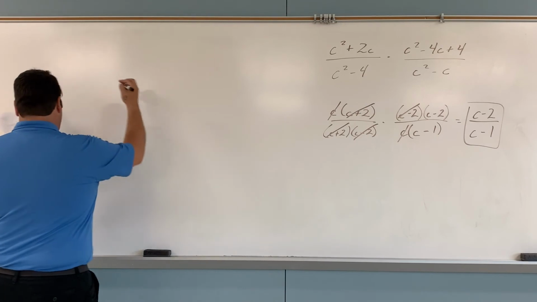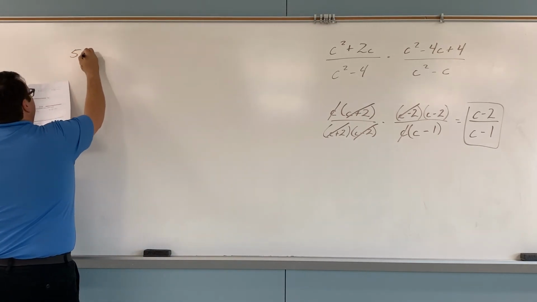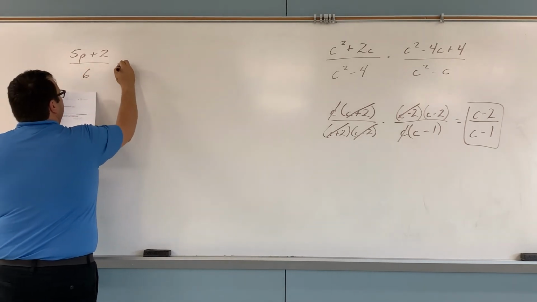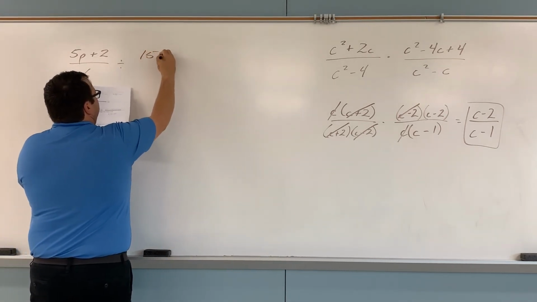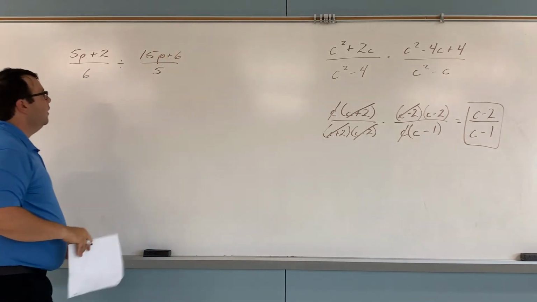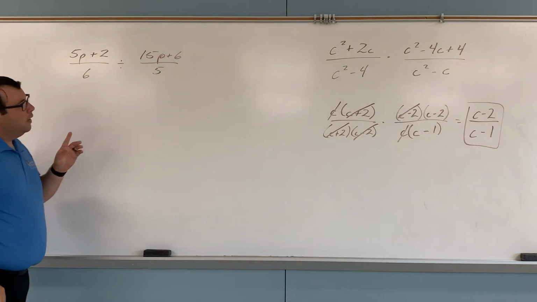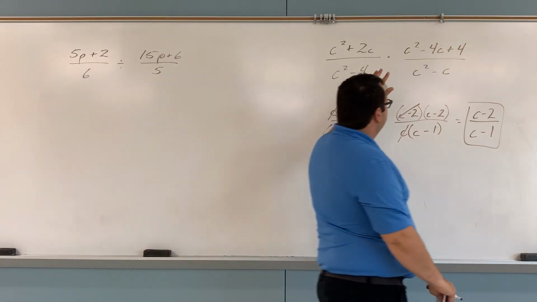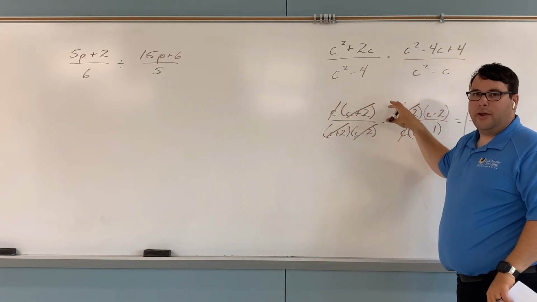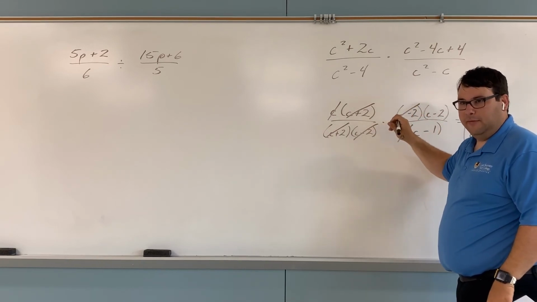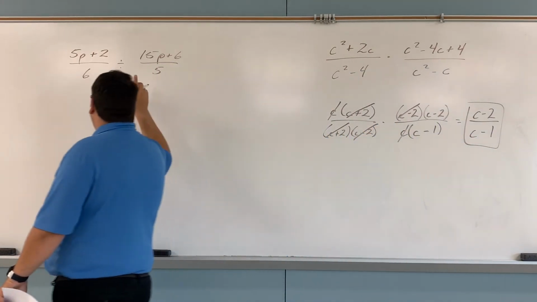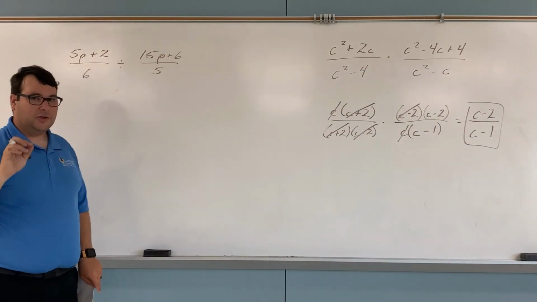And what I'm going to show you is a really cool little technique. So let's say I have 5p plus 2 over 6 divided by 15p plus 6 over 5. Now, here's the thing. The first step that we had with multiplying was to start factoring, break everything apart, get lots of little working pieces, then cancel. The first step with dividing is actually not that.